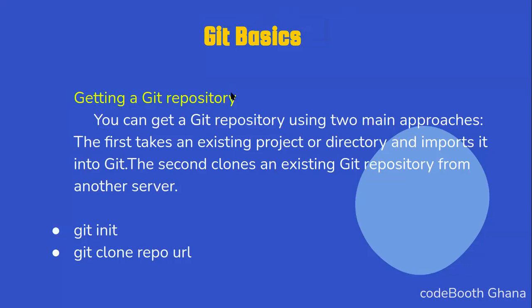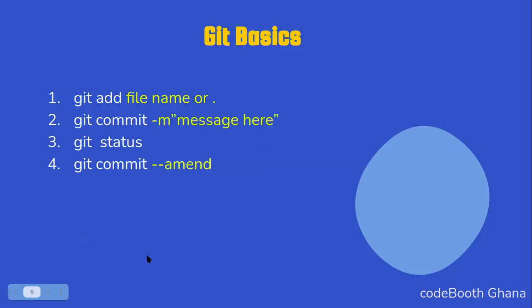The next one is git clone, then the repository URL. For this one, let me skip it for now. I think the most important or the most practical one is what we are doing now, which is git init. We will come back to git clone. So let's move on to the next one.